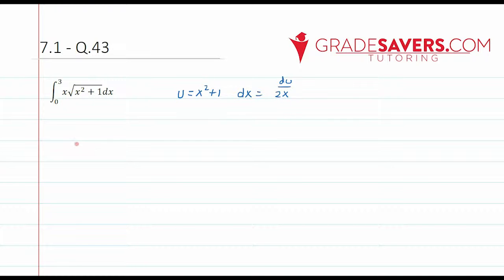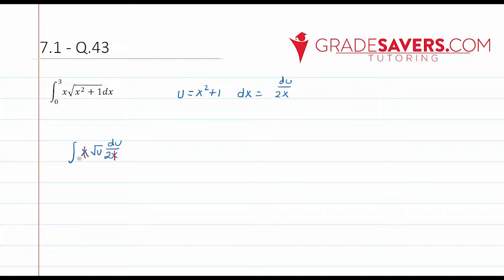So let's write that down. We can do our substitutions. x cannot be replaced by anything, so we will leave our x. And root of x squared plus 1 becomes root u, and dx becomes du over 2x. And we see right away this x and this x cancel out.